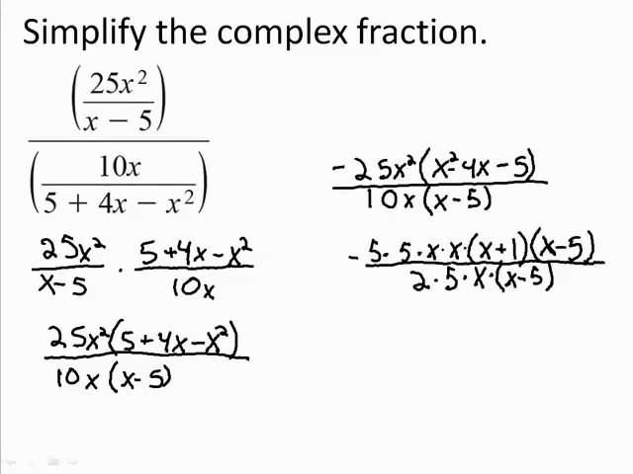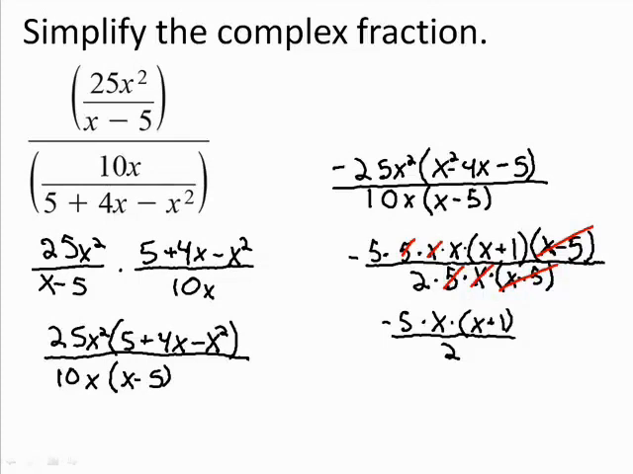There is a 5, an x, and an x minus 5 in both the numerator and the denominator, so they cancel out. You are left with negative 5 times the quantity x plus 1 divided by 2. This expression has to have the same domain as the original expression. There was originally an x and an x minus 5 in the denominator. If either of these factors were equal to 0, the denominator would be equal to 0 and the expression would be undefined. Also, before you inverted the divisor, there was a 5 plus 4x minus x squared in the denominator.